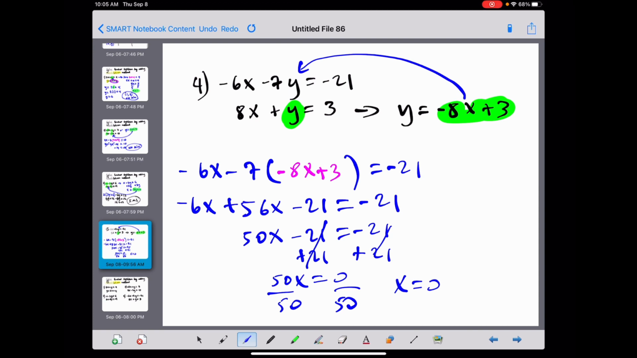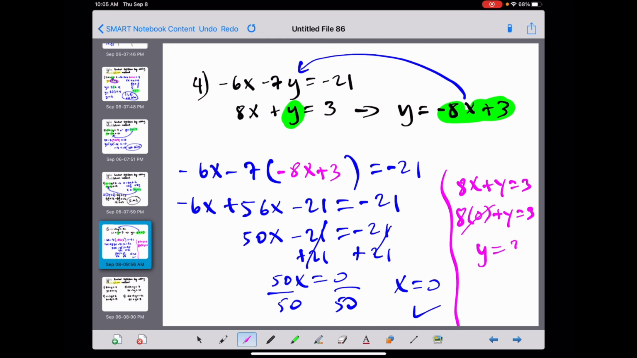So if x equal to 0, then all I have to do is use this answer and plug it into the original equation. So I'm going to pick the second one, okay? So the second one is 8x plus y equal to 3. x is 0, plus y equal to 3. This is going to be 0, so y equal to 3. So it's one solution, and that one solution is at (0, 3).